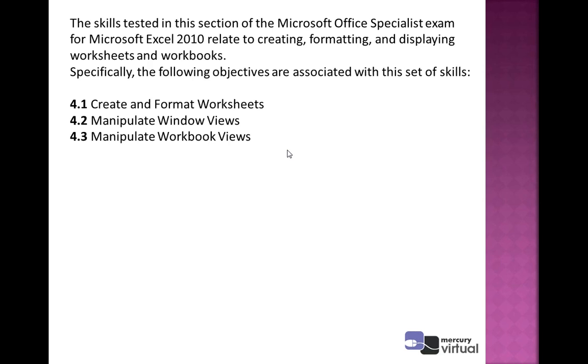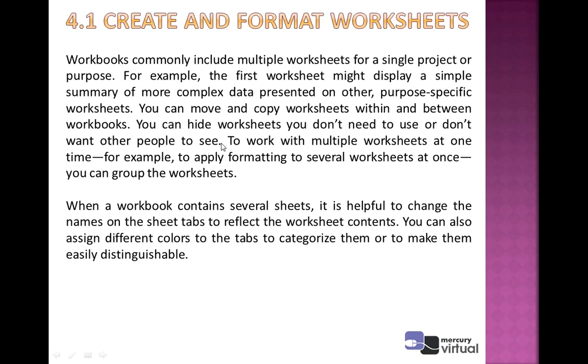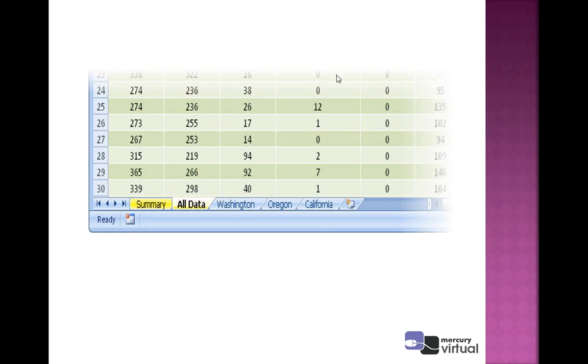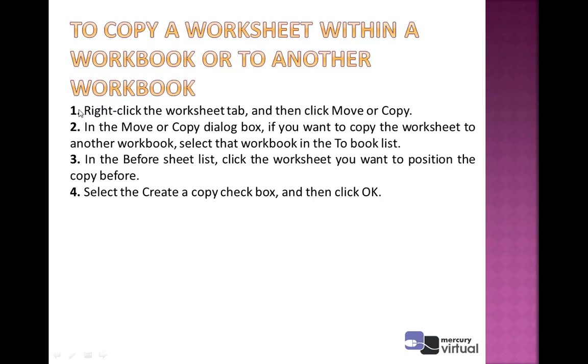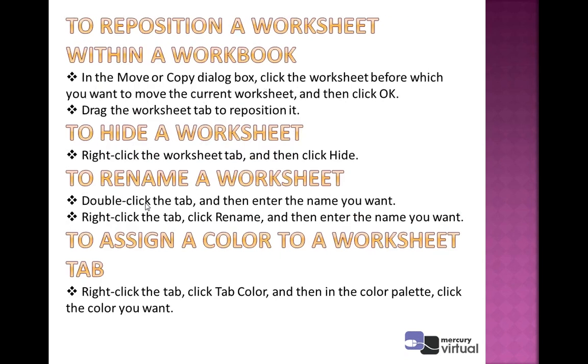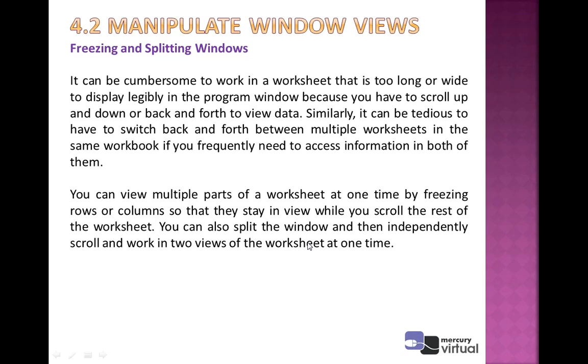This contains 3 topics: create and format worksheets, manipulate window views, and manipulate workbook views. First is create and format worksheets, meaning how to create and format them. This is how we can give the name and the tab color. There are multiple steps: how to copy a worksheet to the same workbook, to a different workbook, or a new workbook. Then how to reposition, hide, rename, and assign a color.